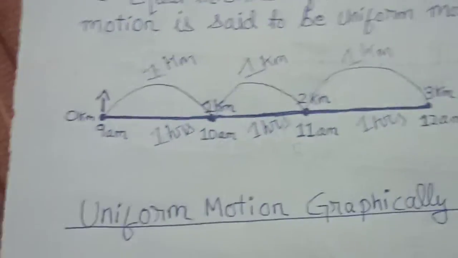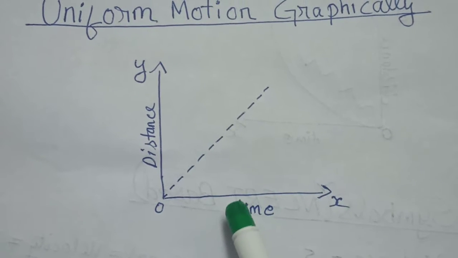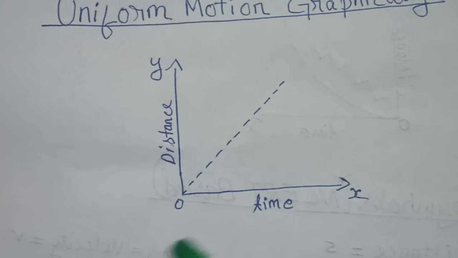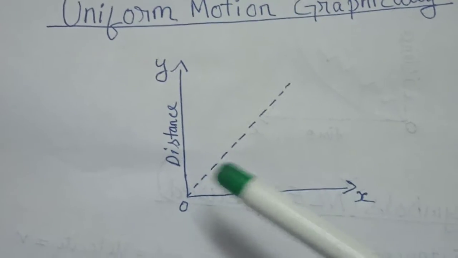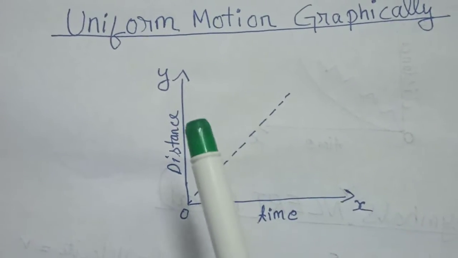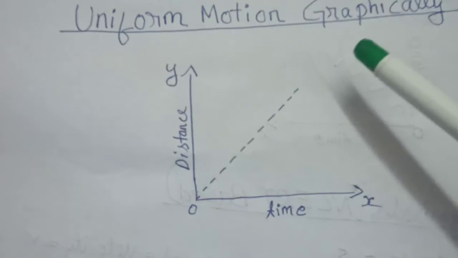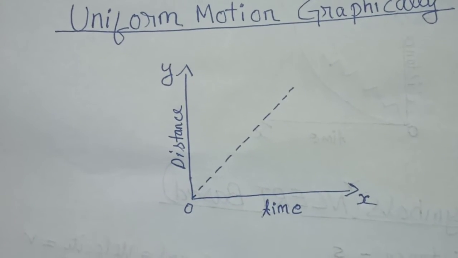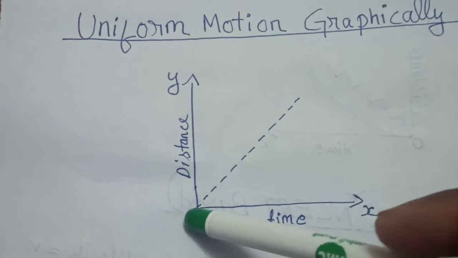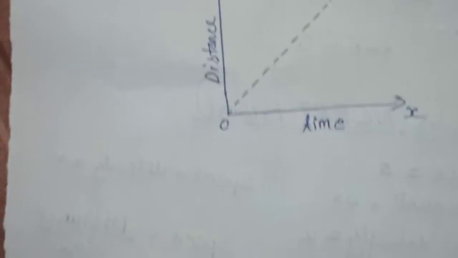Now let us understand uniform motion graphically. Here I have taken x as the time axis and y as distance. Here you can see that the uniform motion is a straight line, which represents that uniform motion covers equal distance in equal interval of time. Since it covers equal distance in equal intervals of time, the graph is in the form of a straight line. So the uniform motion graph is a straight line. I hope you understand the graph.